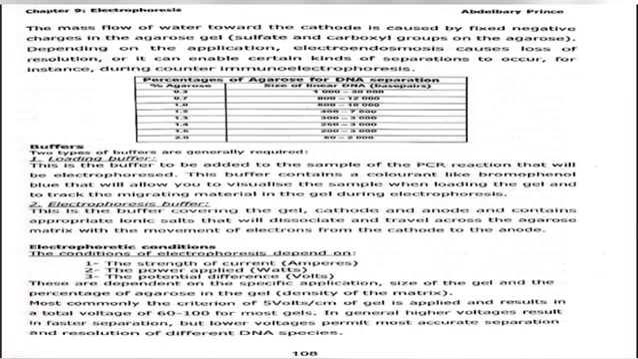Most commonly, the criteria of 5 volts per centimeter of gel is applied and results in a total voltage of 60 to 100 for most gels. In general, higher voltages result in faster separations, but lower voltages permit more accurate separations and resolution of different DNA species.